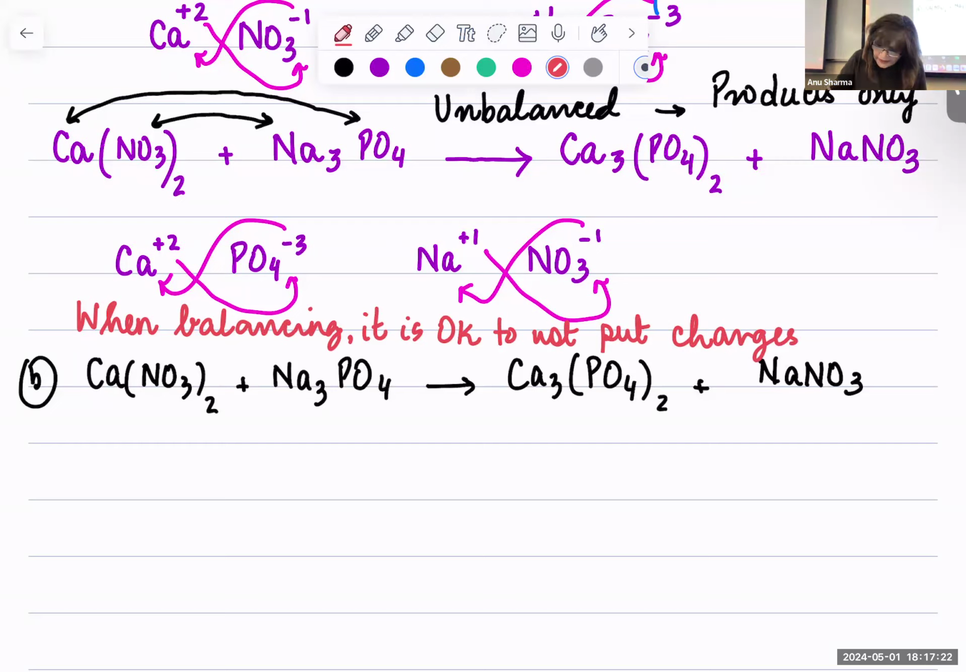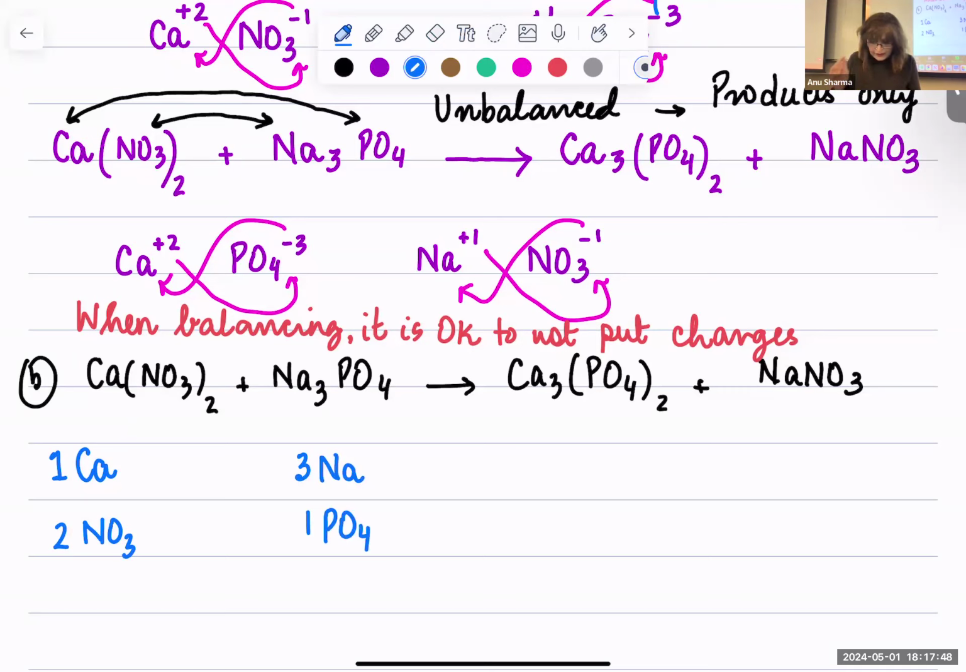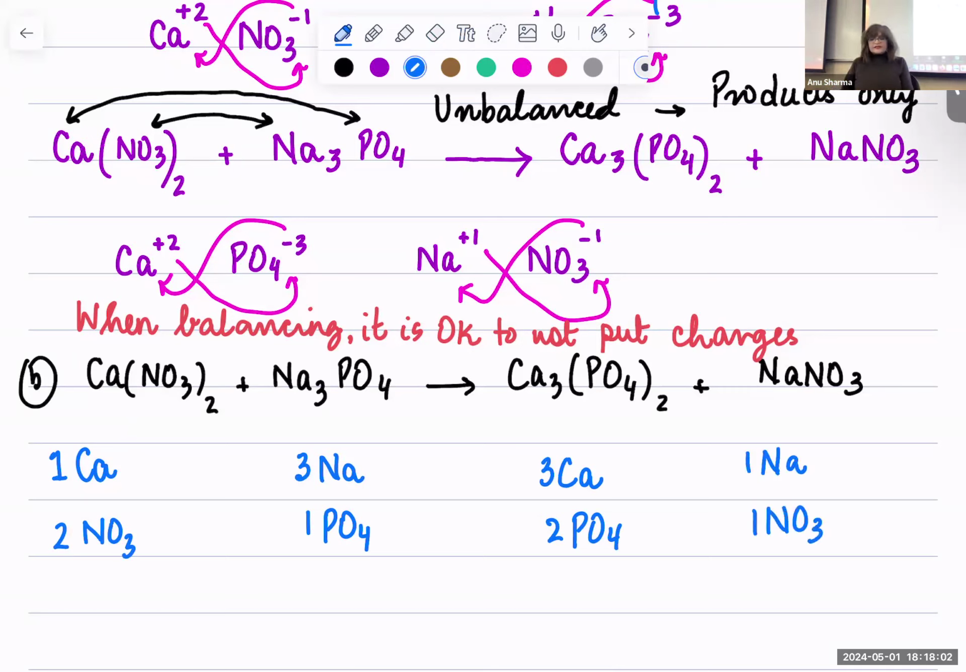Okay, so now you have Ca, and then nitrates. I have a bit of a habit of putting charges. So there is one Ca, right? And how many nitrates? 2 nitrates, NO3. And how many sodiums? 3 Na. And how many phosphates? 1 PO4. PO4 is one polyatomic ion. Then there are 3 calciums and 2 phosphates. And then you have 1 sodium and 1 NO3. All right, this is very basic.